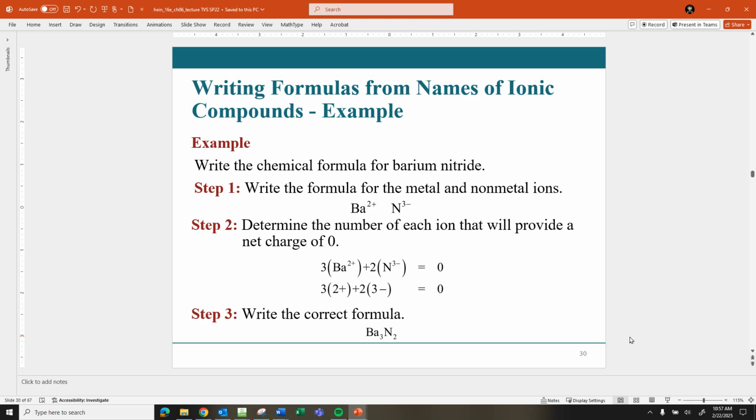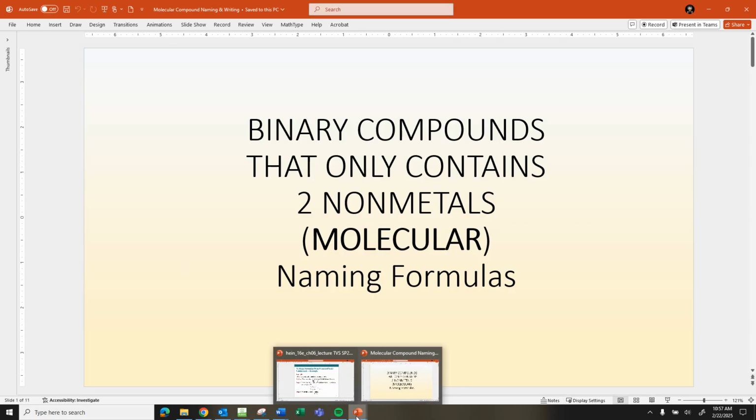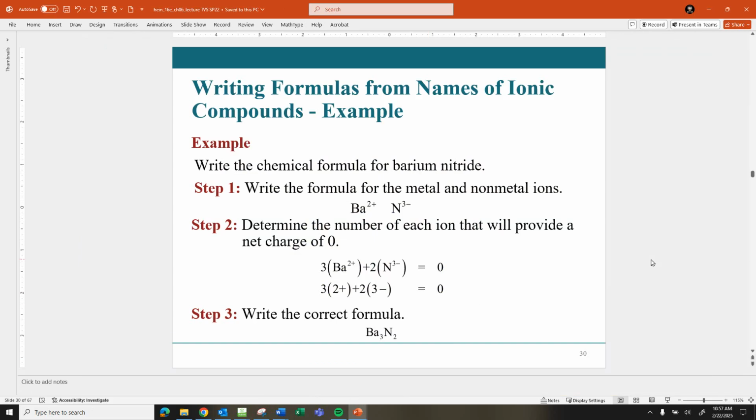However, I teach it a different way. I teach it by what's called the crisscross method. And I have another PowerPoint here. This is just molecular, but I have a PowerPoint that's going to go over ionic compounds, and I'm going to show that to you in class. But I do what's called the crisscross method. So if that makes more sense to you, then use that method.